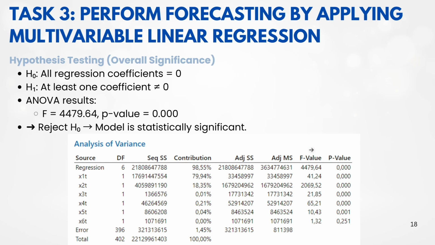The ANOVA F-test gives an F statistic of 4,479.64 with a p-value below 0.001. We test the null hypothesis that all slope coefficients are equal to 0 versus the alternative that at least one coefficient is non-zero. Because the p-value is extremely small, we reject the null and conclude that the model as a whole is highly statistically significant.